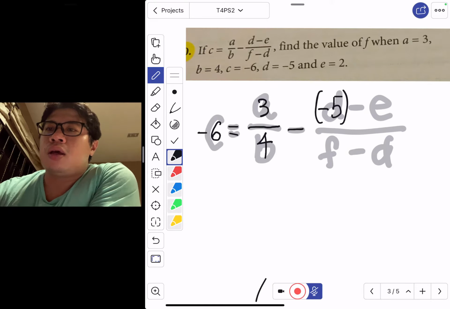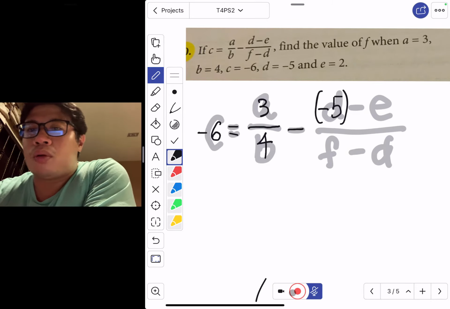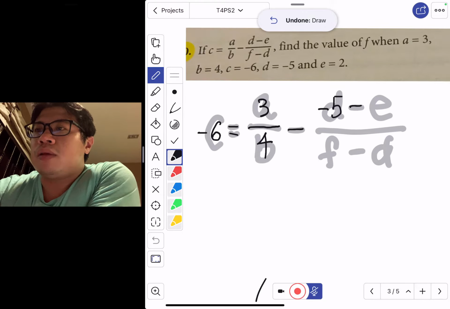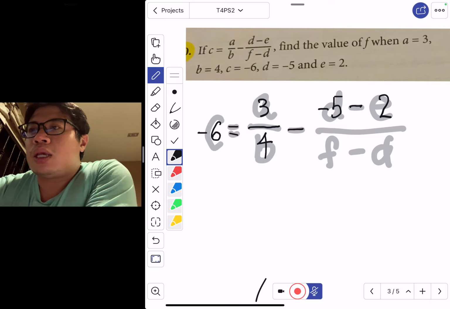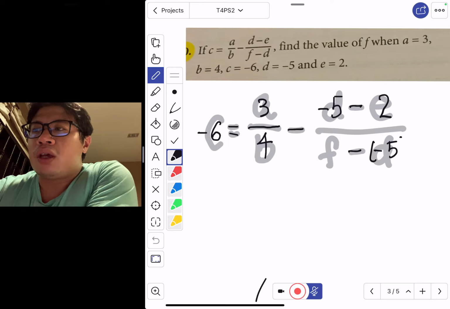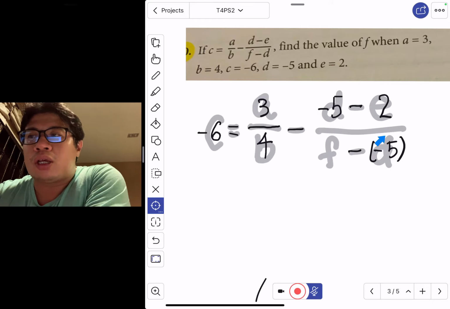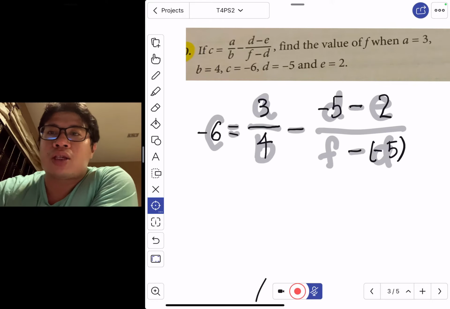You can put a bracket, you can choose not to put a bracket. Let's say maybe I don't put a bracket. Minus E. So E is 2. D is negative 5, so there's a minus. So take note, there's a minus of negative 5. You are subtracting D, and D is negative 5. So it's a minus minus 5. This portion is very important. If you see two minus signs, you put a bracket just in case.